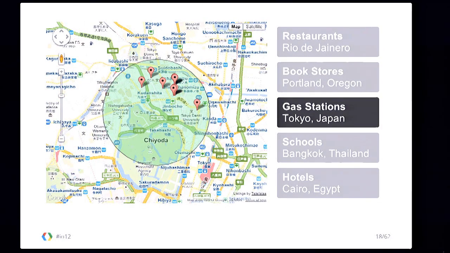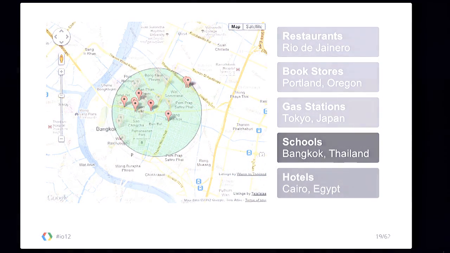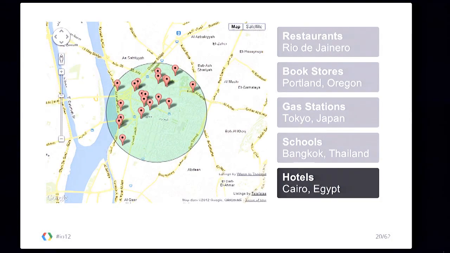Gas stations in Tokyo, you can see some geographic patterns here. Of course, there's not going to be any gas stations in the southern part in Chiyoda, in that precinct. I looked for schools in Bangkok, and lastly, I looked for hotels in Cairo. I think you guys get the idea, right? We have a lot of places around the world. It's very easy to find them.